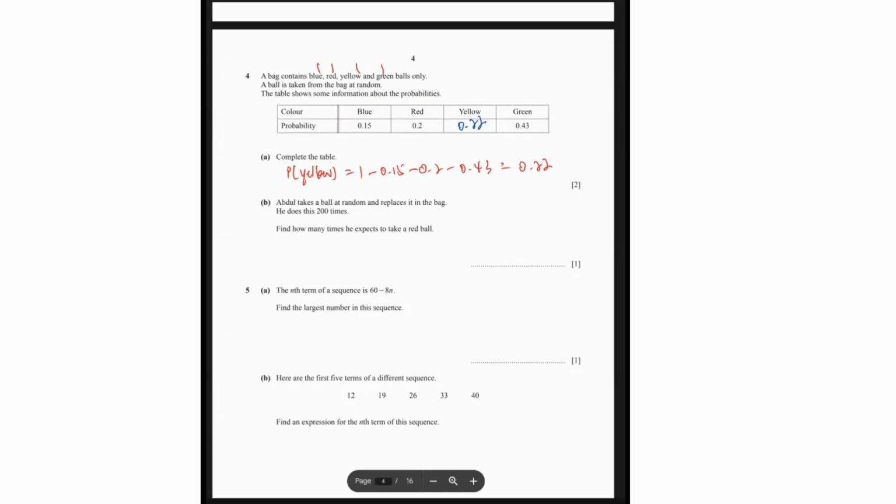Okay, next, Abdul takes a ball at random and replaces it in the bag. So we're replacing. He does this 200 times. How many times does he expect to take a red ball? So we're doing expectation here. The probability of him getting a red ball is 0.2, and he does it 200 times. So the expectation that you get a red ball is just 200 times 0.2. That will give us 40.